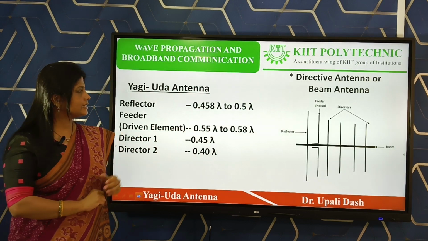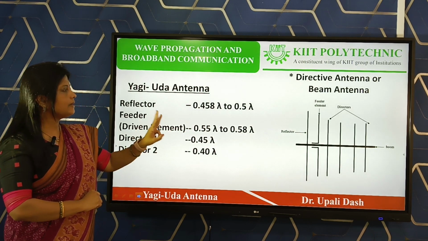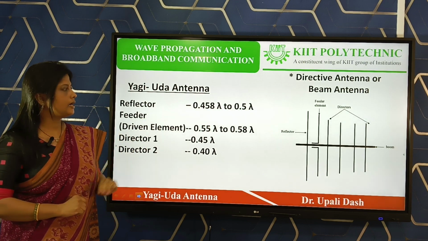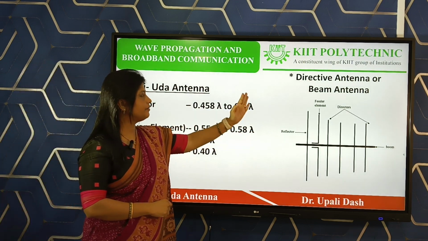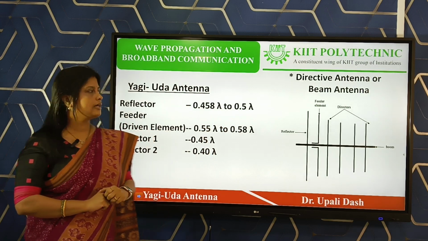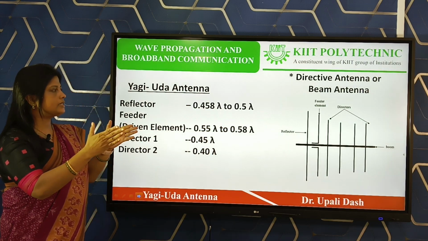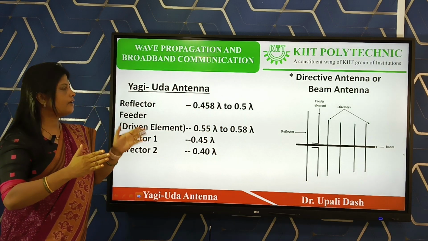The Yagi-Uda antenna looks like this. As you can see, there are three basic elements in the Yagi-Uda antenna. One is the reflector, another is the driven element, and the third is the directors. The distance between those elements is fixed.